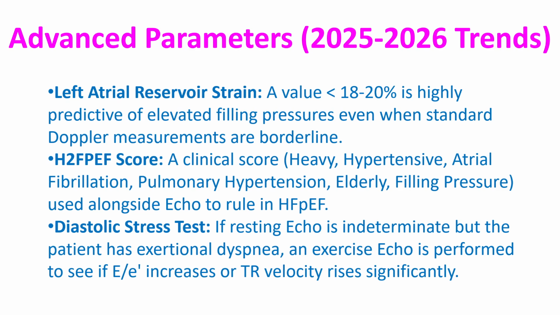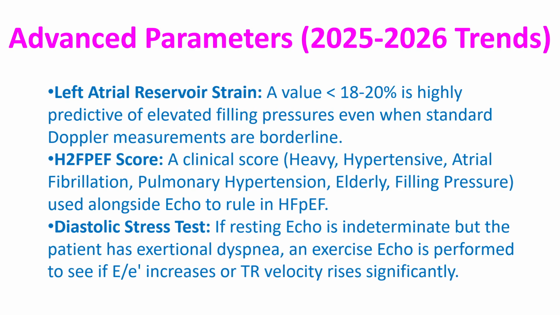A clinical score, H2FPEF, that is heavy, hypertensive, atrial fibrillation, pulmonary hypertension, elderly, filling pressure, is used alongside echo to rule in HFpEF. The H2FPEF score can be used to predict prognosis in patients having heart failure with preserved ejection fraction. Higher scores are associated with higher all-cause mortality and rehospitalization rates.